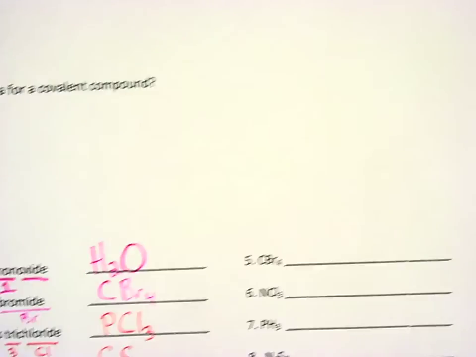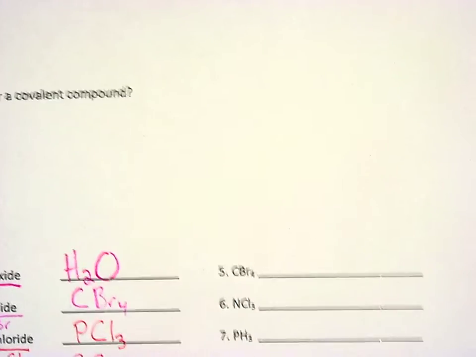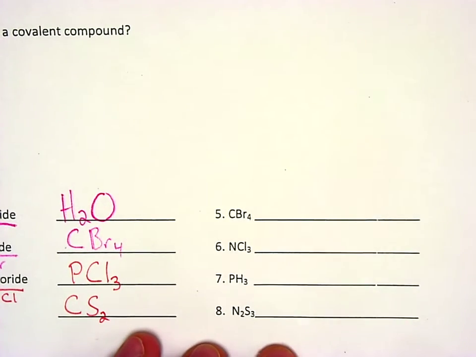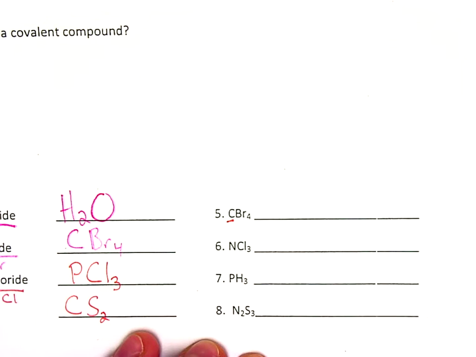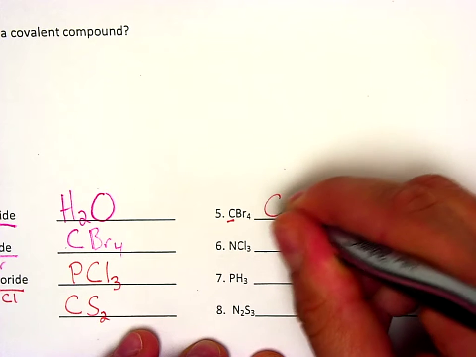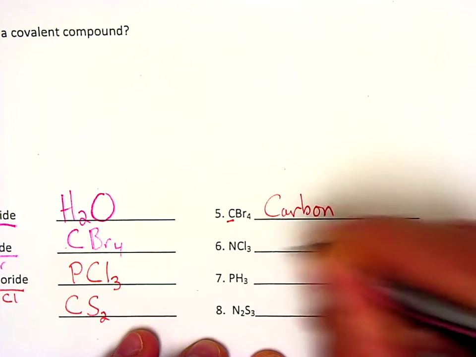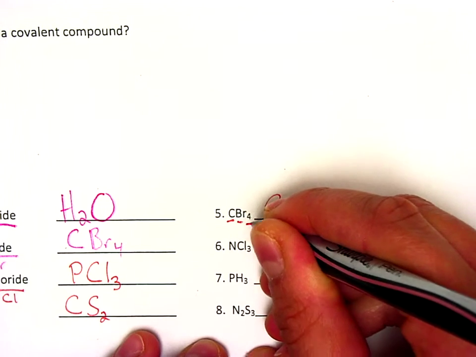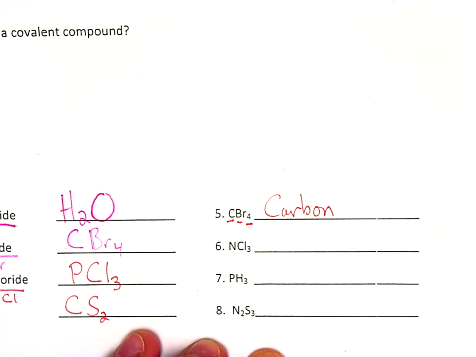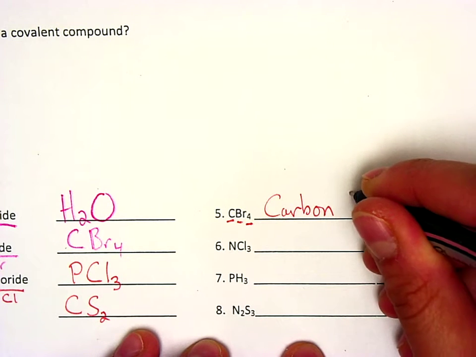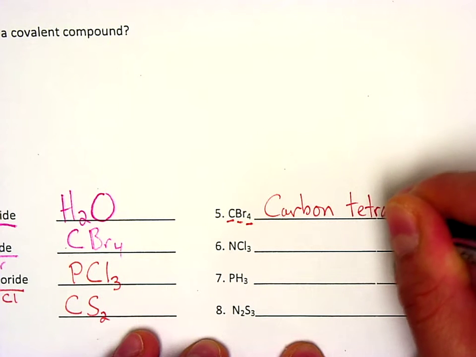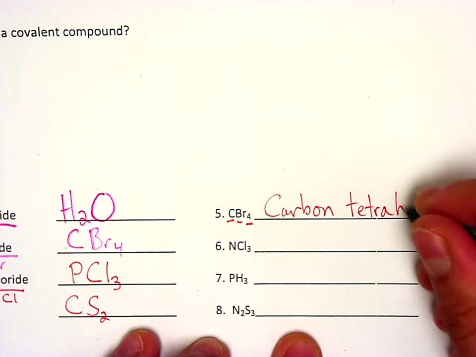For naming, it's kind of the same thing. You're using those prefixes to figure out how to name it. So here I have 1 carbon. When you have 1 of that first element, you don't use a prefix, so you just write carbon. And here we have bromine and 4 of them. So we have 4 bromines. So we use the prefix for 4, tetra. And then instead of bromine, we say bromide.